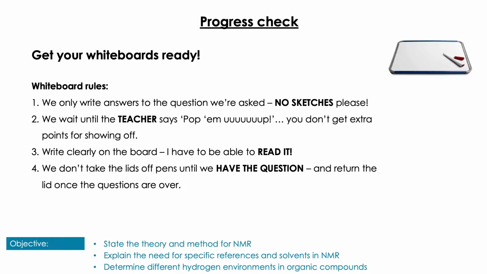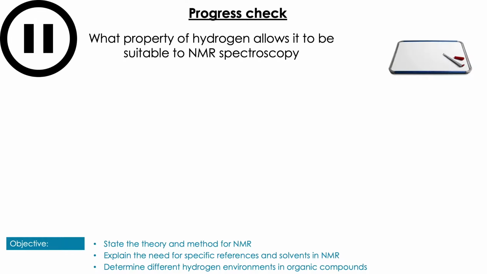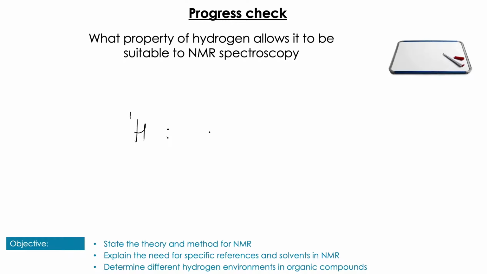So let's get you doing some quick questions before you go and do some more long form questions. First question, what property of hydrogen allows it to be used in NMR spectroscopy? Pause the video. Pop them up. So hopefully you remembered it was the odd mass number that was the key to hydrogen's NMR activity because it has a spin half.